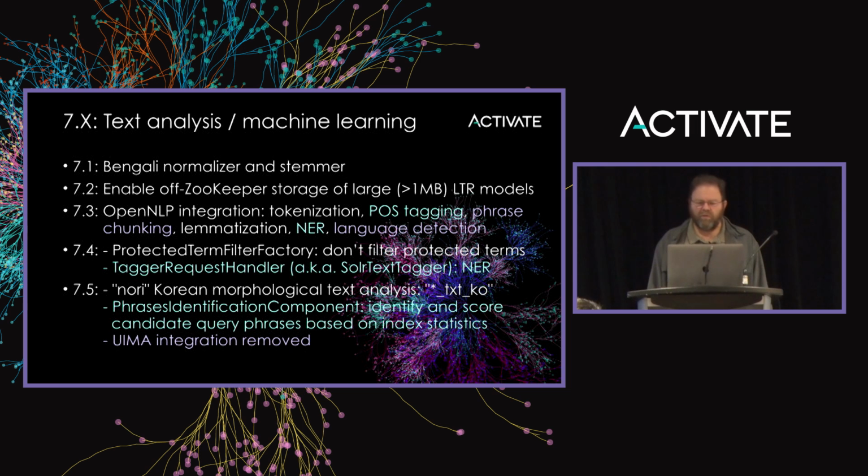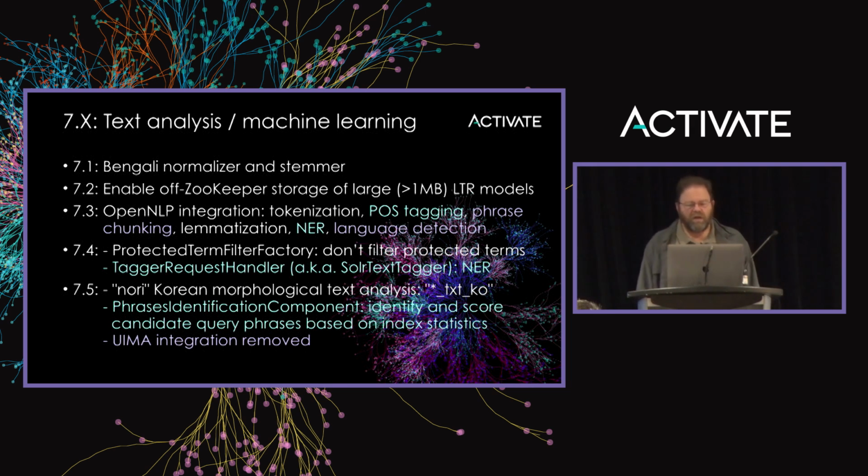stored off of Zookeeper. In 7.3, an OpenNLP integration was added that allows for tokenization, part-of-speech tagging, phrase chunking, lemmatization, both with a machine learned model and with a set list of lemmas, named entity recognition, and language detection.